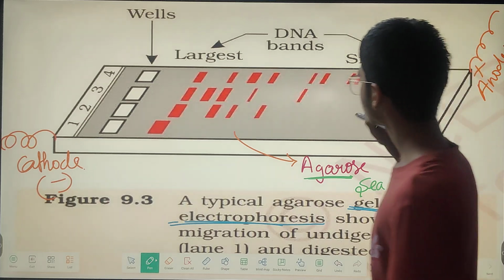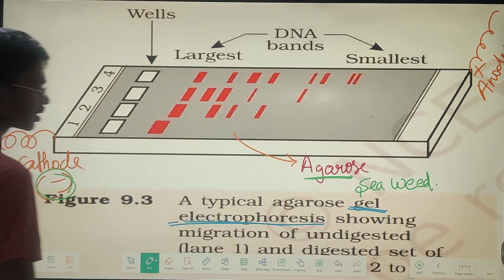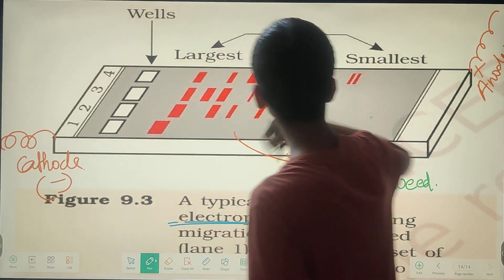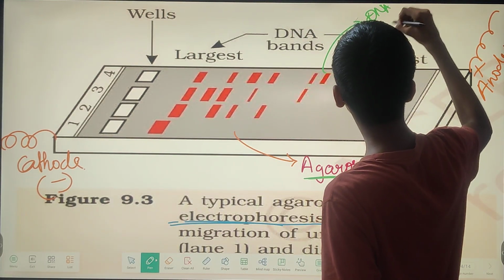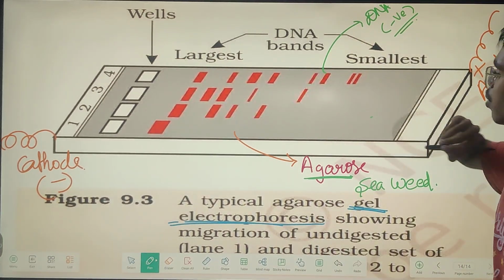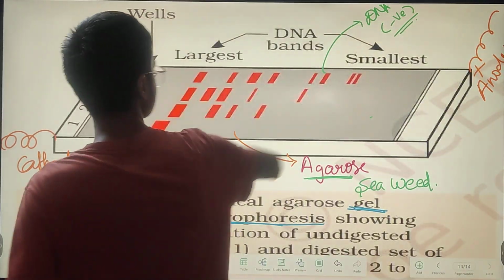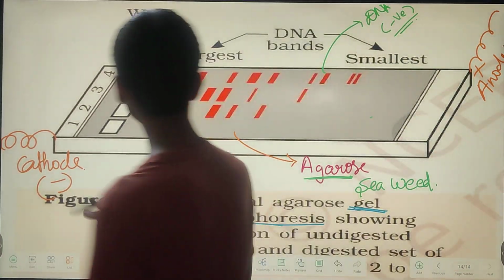Here you are having this DNA. Now, as the electricity starts to pass, here it is negative charge. And what are these DNAs? These DNAs are also negatively charged. So this negatively charged and that negatively charged will actually repel each other.